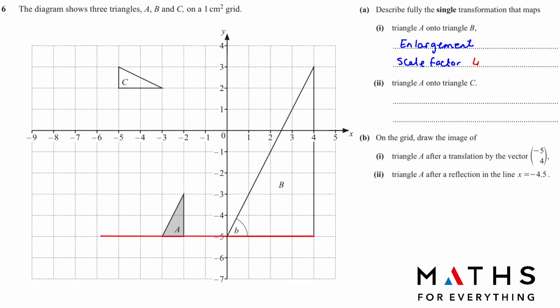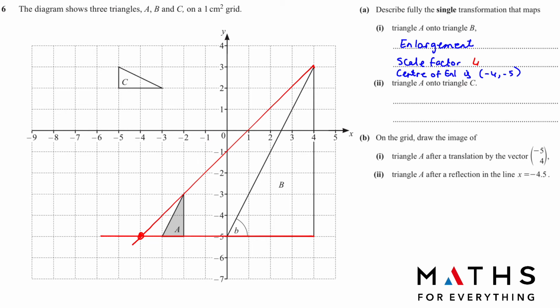We join two vertices here, and now the third one we need to join. Just a minute. Okay, so we did that. Where are they meeting? The two lines meet when x is negative 4 and y is negative 5. So center of enlargement is (-4, -5). Then we have triangle A onto triangle C.